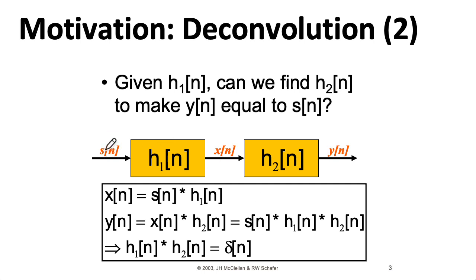So ideally, if we wanted s[n] and y[n] to be the same, then this entire system in the middle, this cascade, which we can model as h1 convolved with h2, that should be a delta function. Because if you convolve something with a delta function, you get the same thing back.